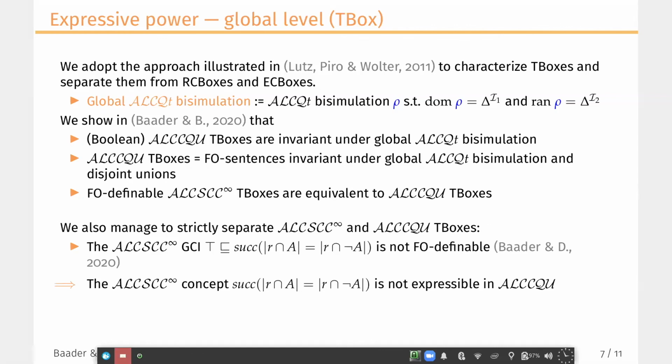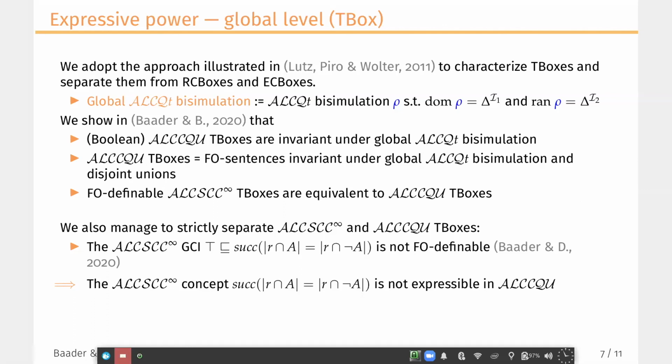And there we also managed to strictly separate ALC-SEC infinity and ALCCQU T-boxes. The proof is a bit rough. It is inelegant. We had to fiddle a bit with this, but we showed that the GCI, where we compare as an equality the cardinalities of a role successor with respect to A and not A, is not first order definable.